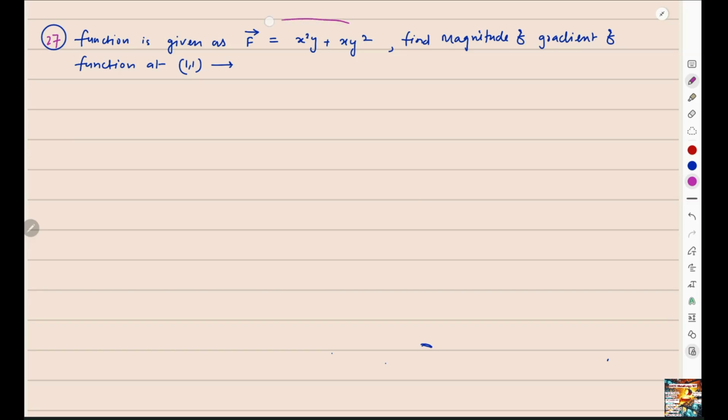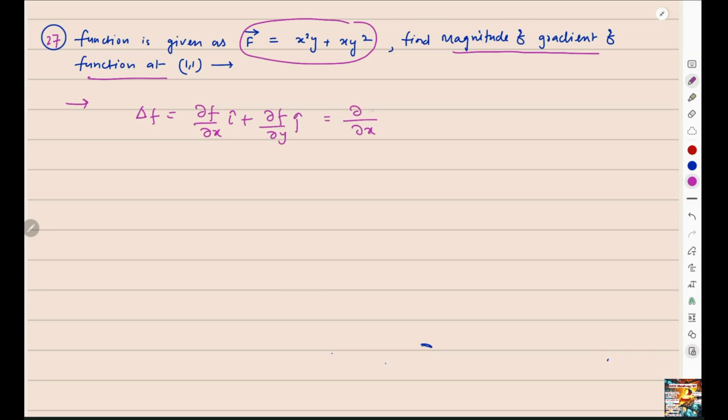In this question a function is given here and we have to find the magnitude of the gradient of the function at (1, 1). So first of all we will find the gradient, that is del f equals del f by del x i cap plus del f by del y j cap. Now del by del x of x square y plus x y square i cap plus del by del y of x square y plus x y square j cap. After partial differentiation we will get (2xy plus y square) i cap plus (x square plus 2xy) j cap.